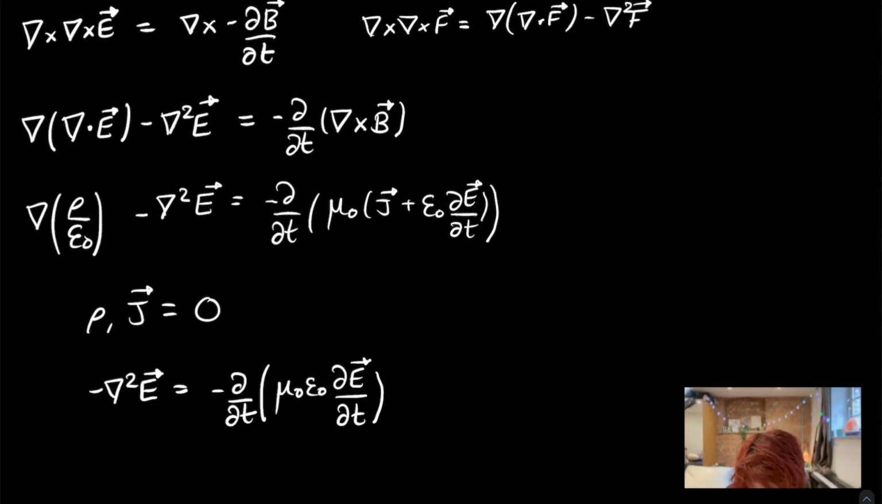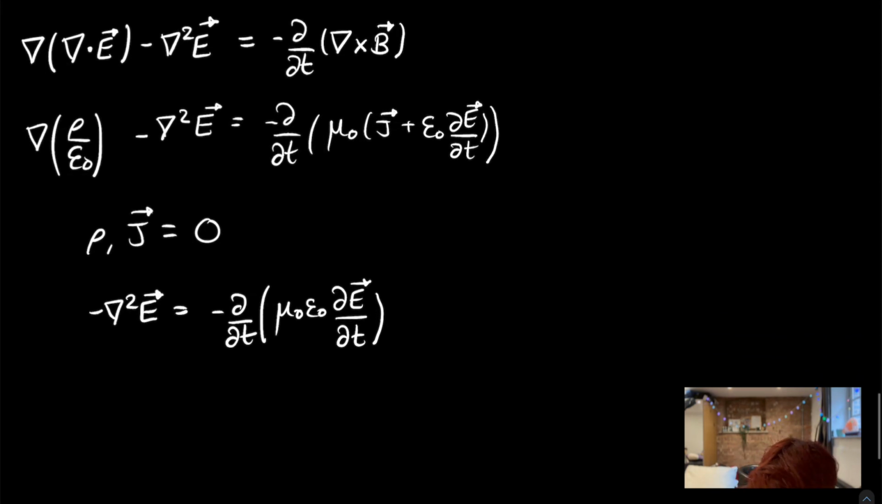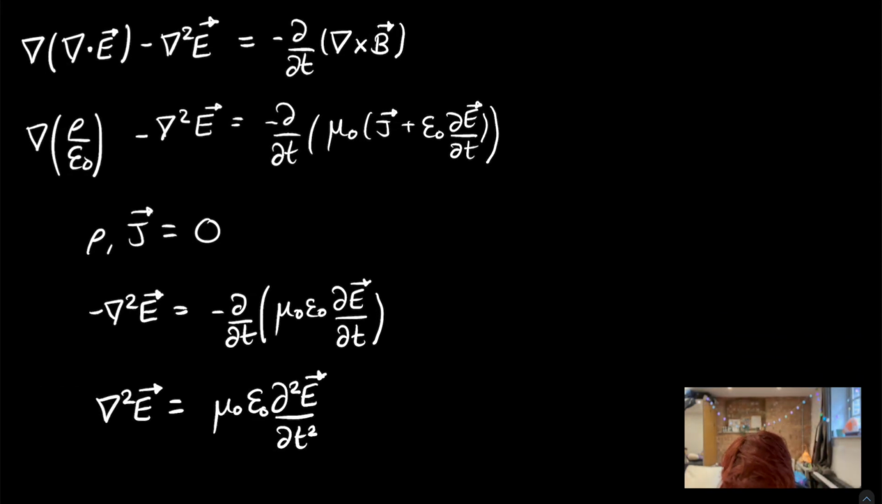So the Laplacian of the electric field is equal to mu naught epsilon naught times the second time derivative of the electric field. And tidying this up a little bit, we get this right here. But what is this? This is literally just what we derived as the wave equation. We have the second spatial derivative being equal to a constant times the second time derivative. And this is massive, because out of just doing some small manipulations and some substitutions, we get that the electric field satisfies a wave equation.